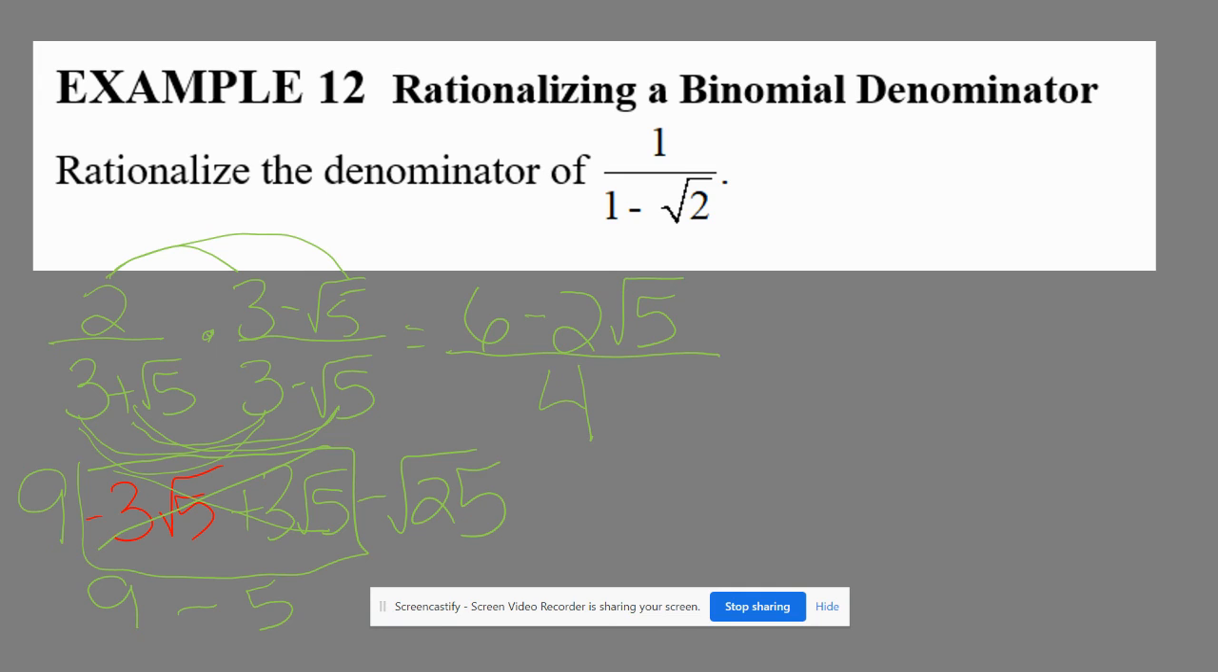So we have 4. We do want to check to make sure if I can do any further reducing here. And remember, the square root doesn't count because it's not a like thing or a like term. 6, 2, and 4 all have a common factor of 2. So if I reduce 6 by 2, I get 3. 2 divided by 2 is 1, and 4 divided by 2 is 2. So that makes our final answer 3 minus the square root of 5 over 2.